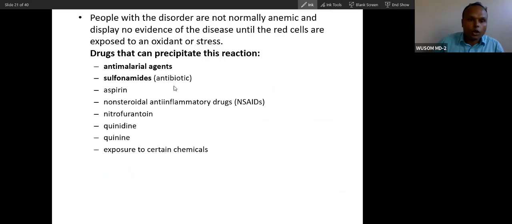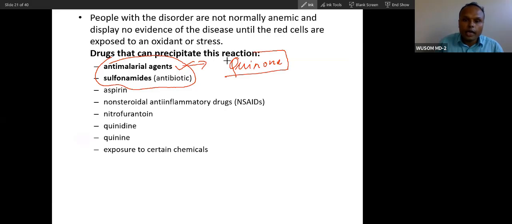Now these are the oxidative drugs. These are the two important oxidative drugs. Anti-malarial drugs, the quinone group of drugs, which you will study later, have very high oxidative stress. And sulfonamide drugs, which are also antibacterial drugs.